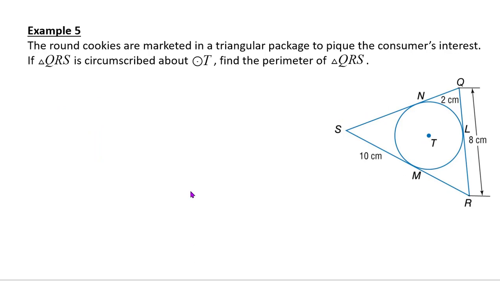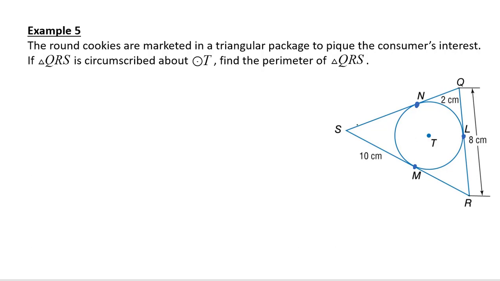Our next example. The round cookies are marked in a triangular package to pique a customer's interest. If triangle QRS is circumscribed about circle T, find the perimeter of QRS. So N, M, and L are all points of tangency. So let's look and see what we have going on here.